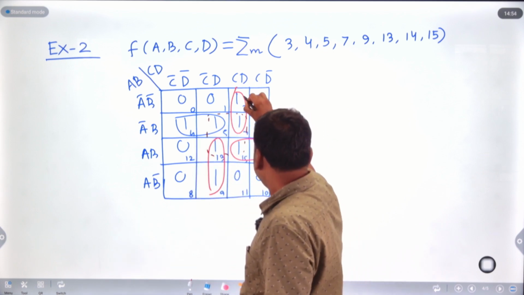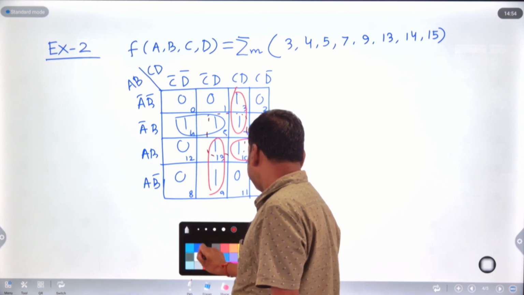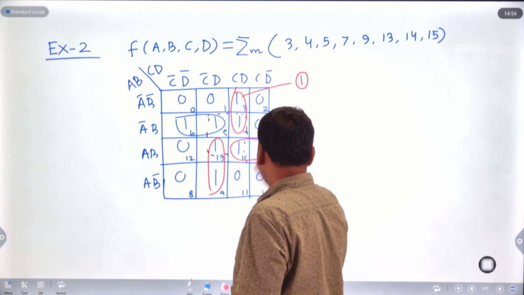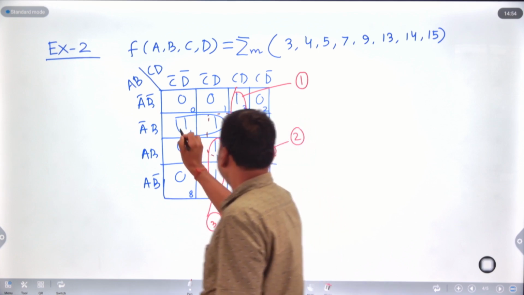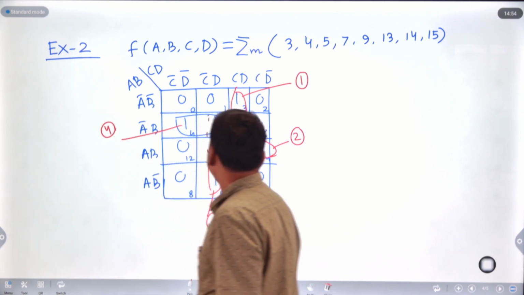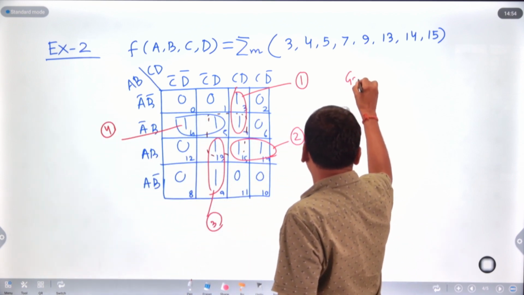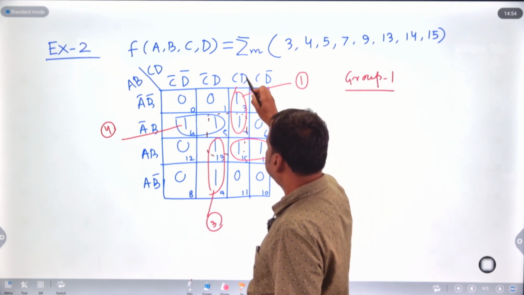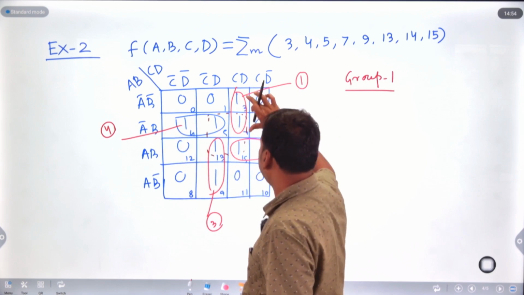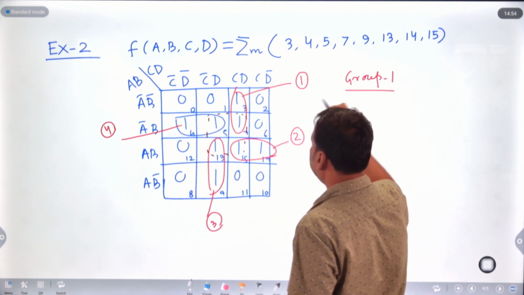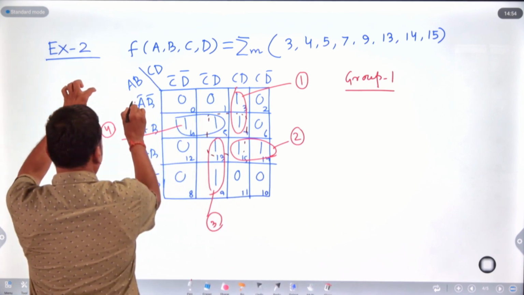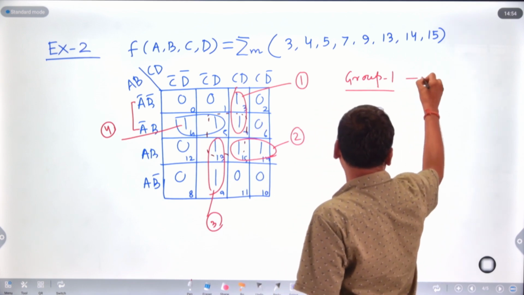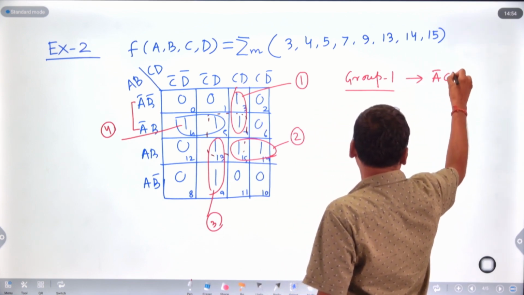So that's why the groups here will be: this is group 1, this is your group 2, this is your group 3, and this is your group 4. Now in group 1, what will we get? This is CD. That's why A bar B bar, this is A bar B, this will be cancelled out, only CD. If you consider this one, on this side, your A bar is common here, and this is your CD. Group 1 gives you A bar CD.